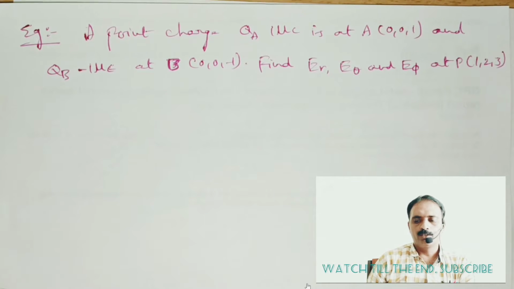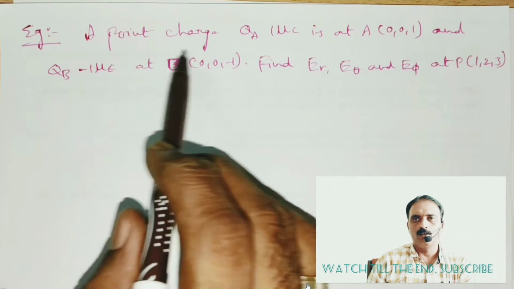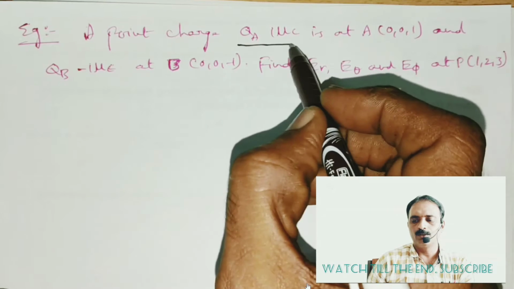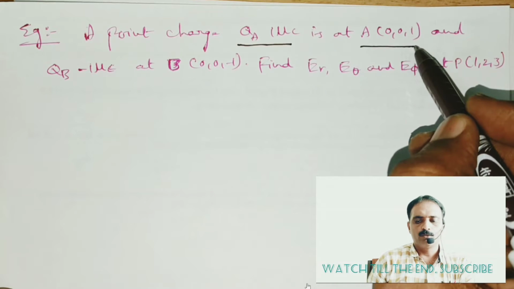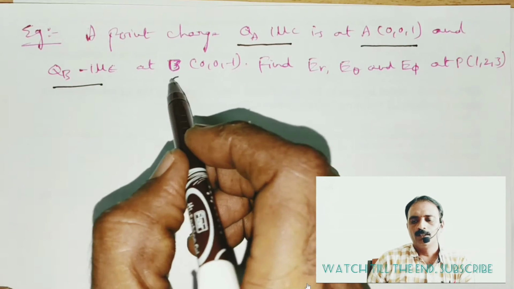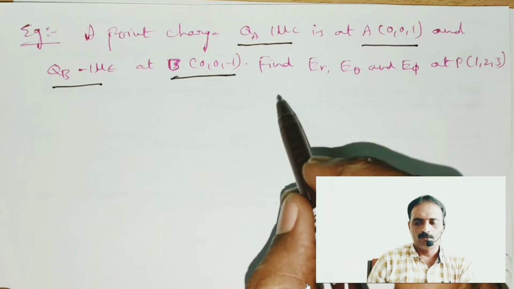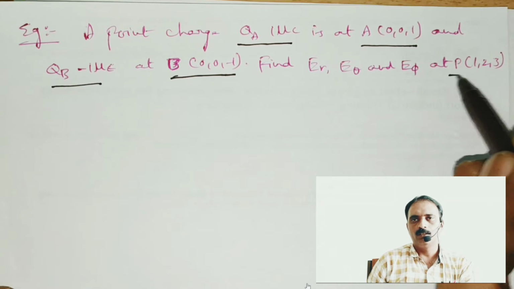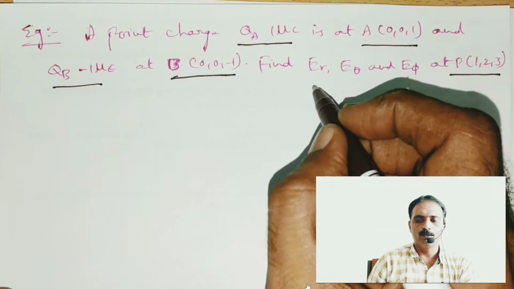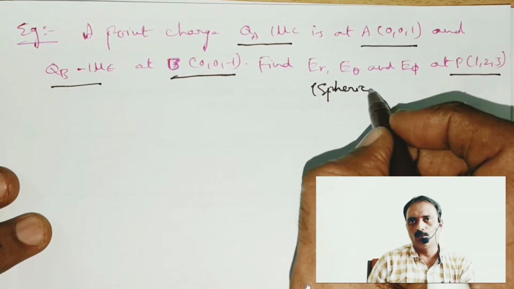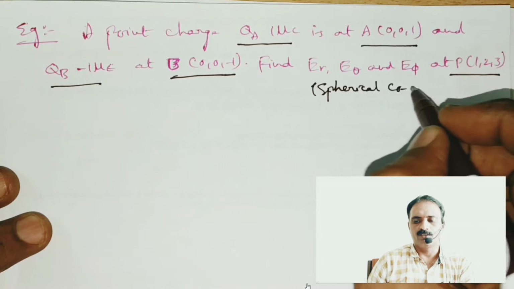In this example, we are given a point charge QA of 1 microcoulomb at point A (0, 0, 1) and minus 1 microcoulomb at B (0, 0, -1). The objective here is to find the electric field intensity in spherical coordinate system. We need to find Er, E theta and E phi, the three components related to the spherical system.